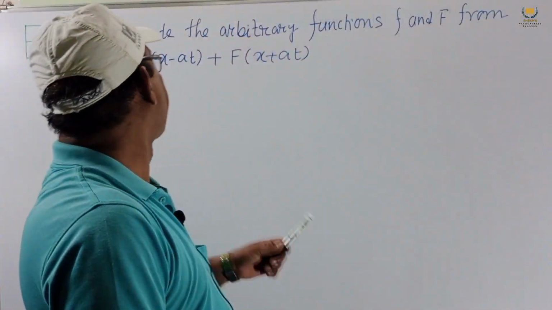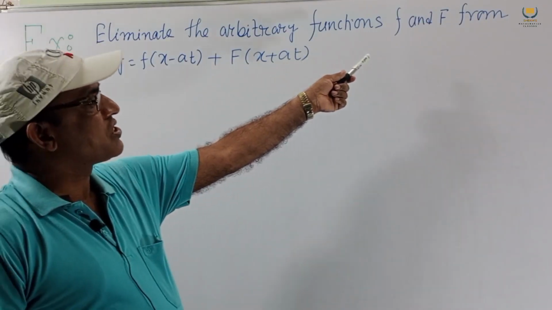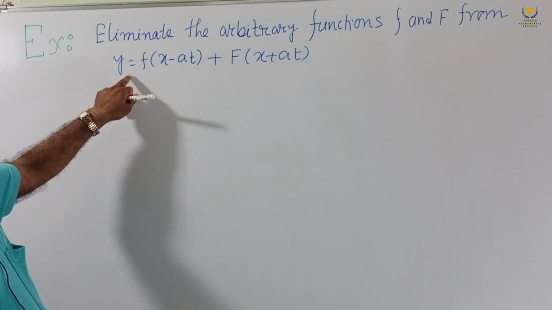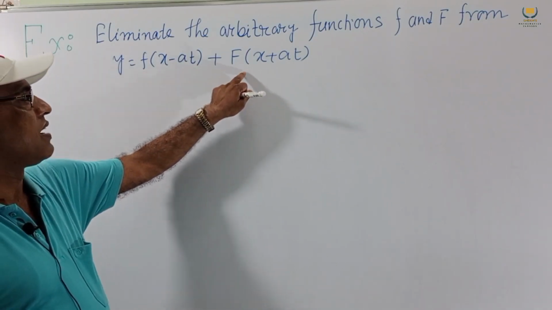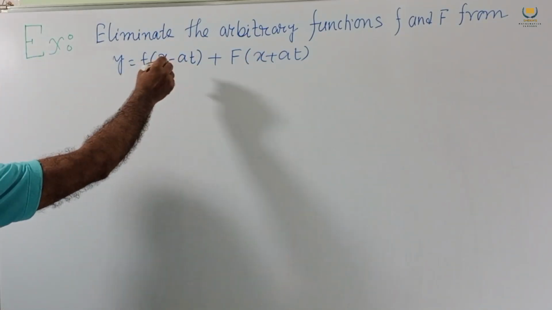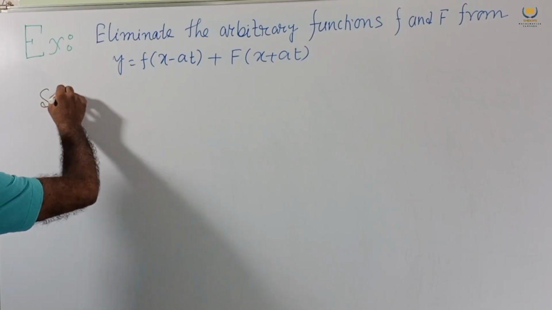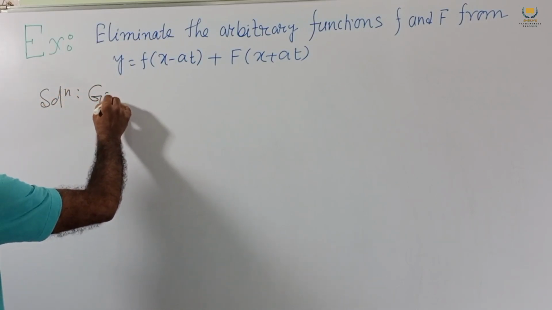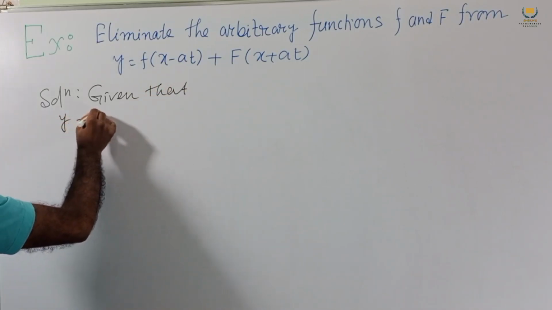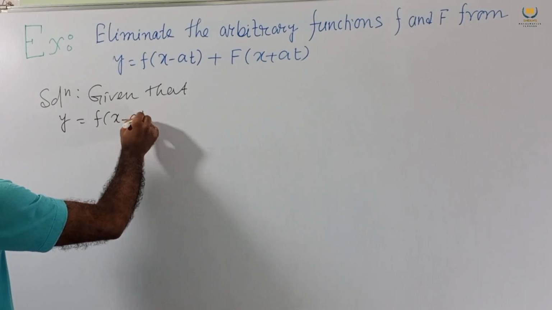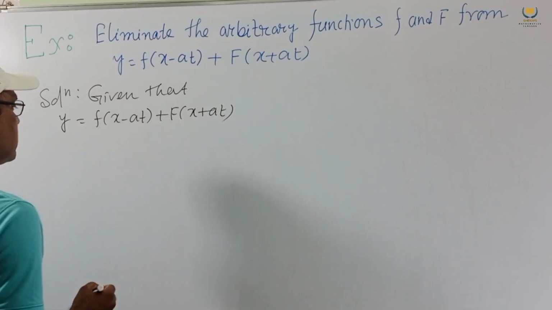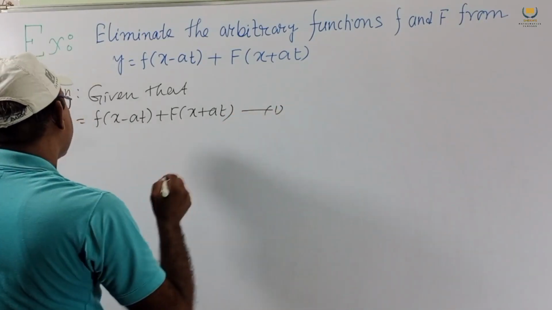Consider another problem. Eliminate the arbitrary functions small f and capital F from this relation y equal to f of (x minus at) plus capital F of (x plus at). Now we have to eliminate small f and capital F. Given that y equal to f of (x minus at) plus F of (x plus at), this number 1 we consider.